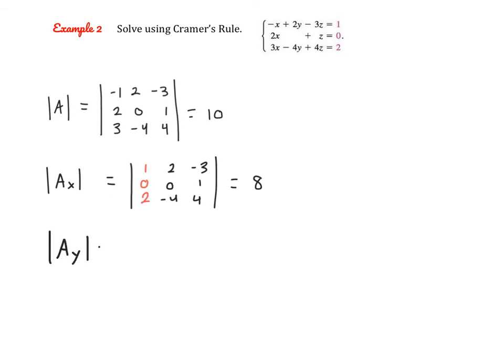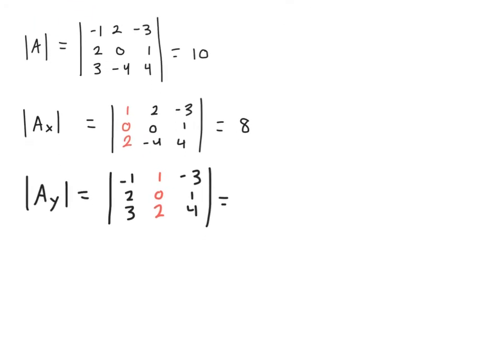Then for A sub y, I'm going to replace my second column with my constants. And the determinant of this matrix should be negative 15. And then last, we're going to replace our z column with our constants.